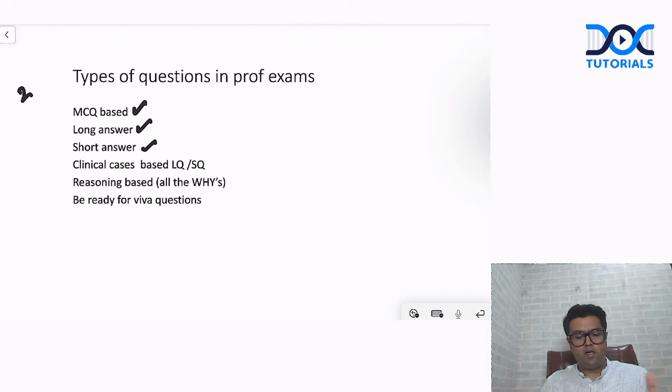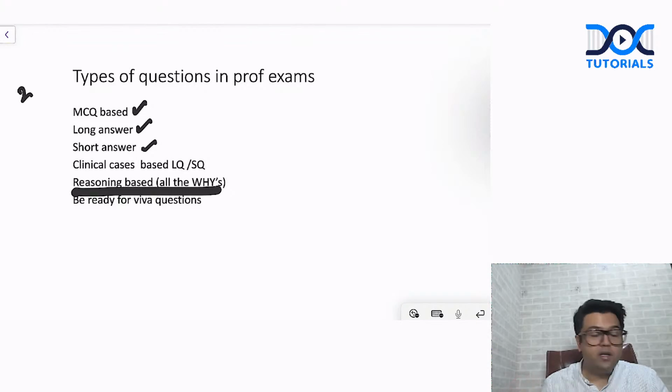So that is the number one type of short answer questions. Then the second type of short answer question can be a reasoning type question, like explain all the whys, like why this, why that. For example, why does a patient of homocystinemia have increased risk of heart disease? Why does a patient with cystinuria have kidney stones? Why does a patient of phenylketonuria have mental retardation, or a mousy odor in the urine? Fine. So they may ask you reasoning based questions, which are still short answer.